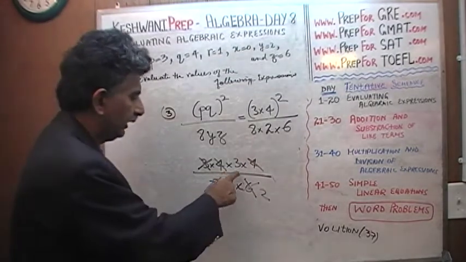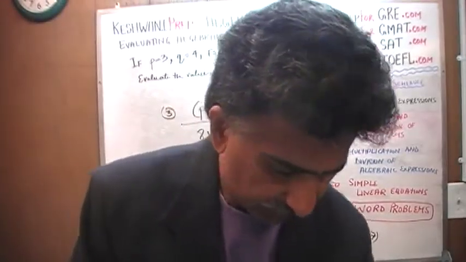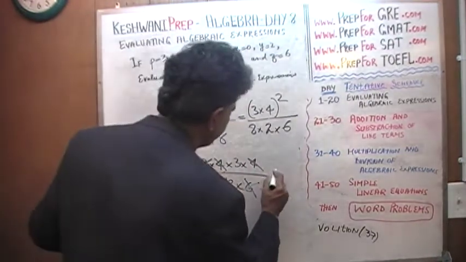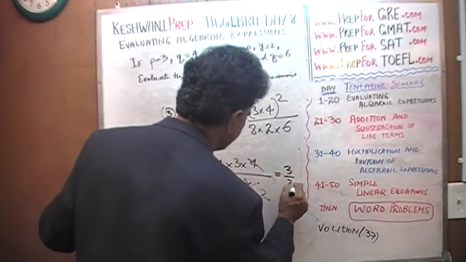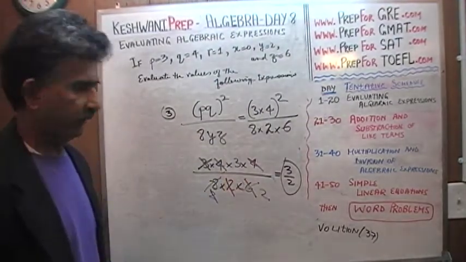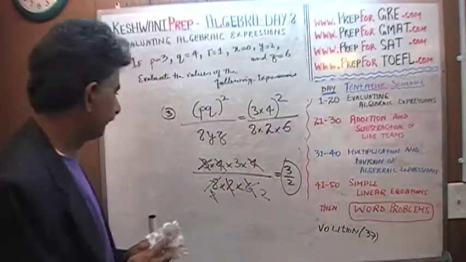We got 3 on the top and we got 2 on the bottom. Nothing can happen. In this particular case, the answer happens to be weird, which is okay. The answer is 3/2. The value of this expression is 3/2, 1.5 if you like. Let's go to number 4.